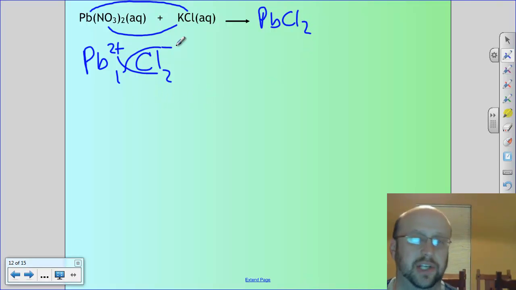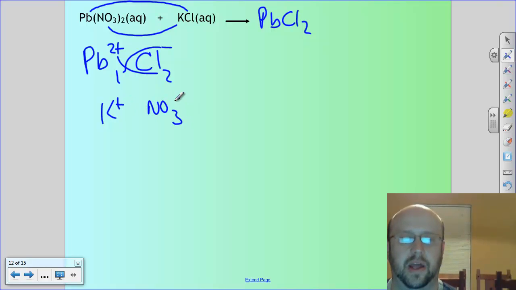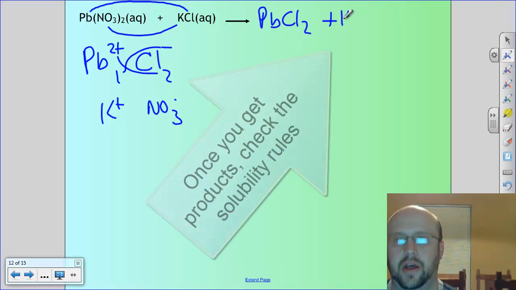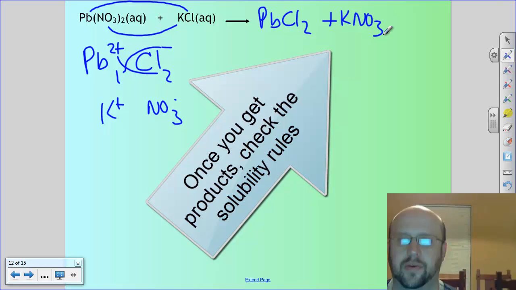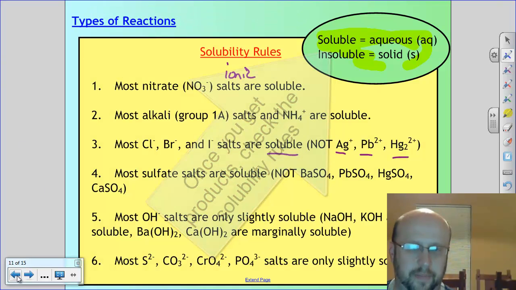We'll go back and check its phase in just a minute. Let me do the other part. So potassium and nitrate, K+, NO3-. Crisscross those, and since they're both 1, that gives us KNO3. And so now we jump back to our table to see what we've got.